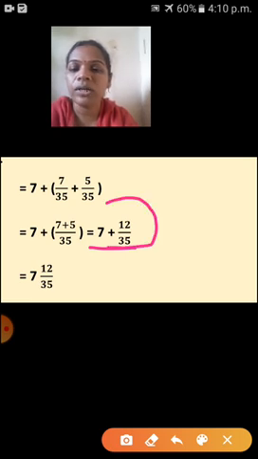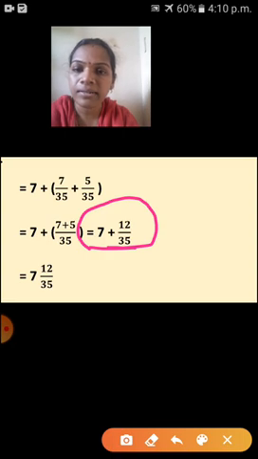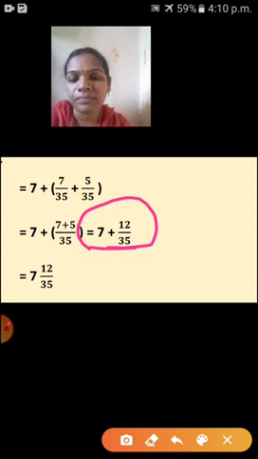Okay, and here it is a mixed number and a proper fraction. So here what you have to write? You have to combine this number, that means 7 12 upon 35. So children understood? So the third sum, this one is what? Third sum.